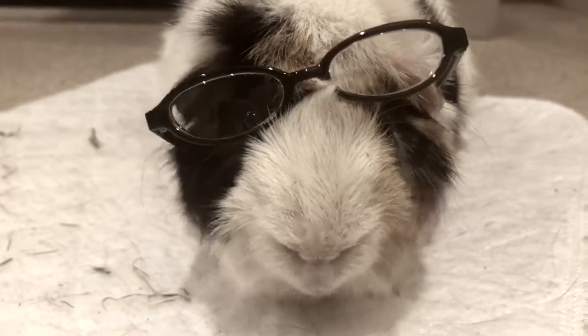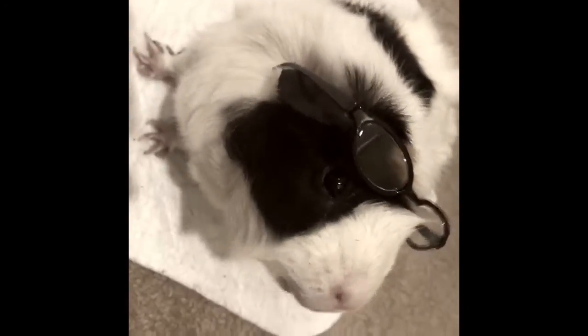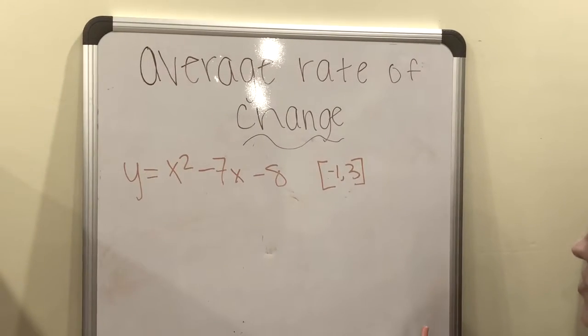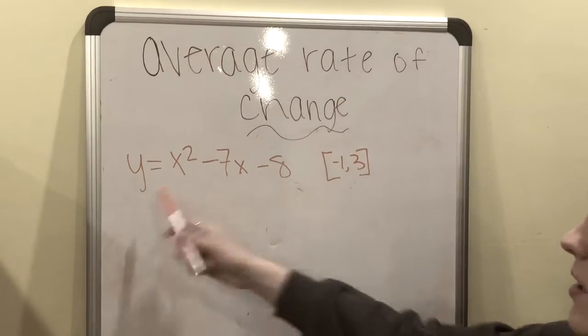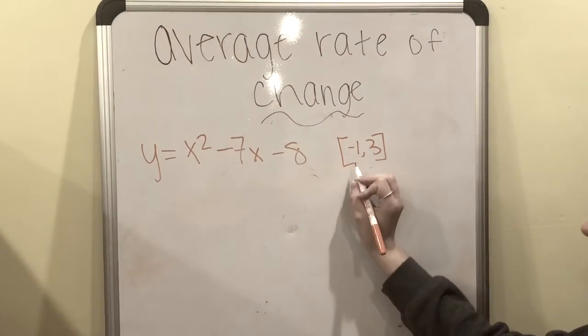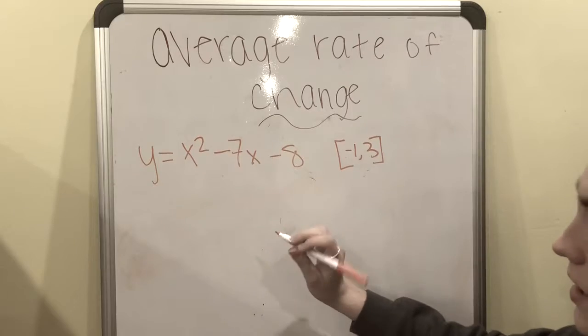Today we are going to learn about average rate of change. What's average rate of change? In order to solve for the average rate of change, you first have to start by figuring out the y values for each of these x values. First, you plug in -1 for each x and solve.